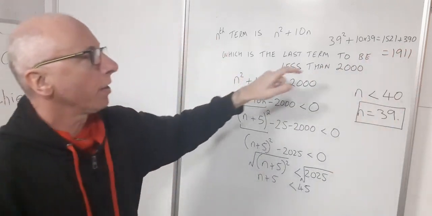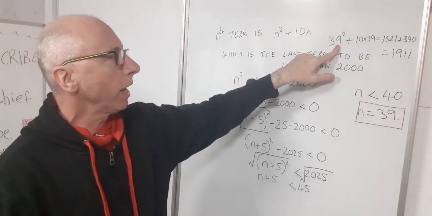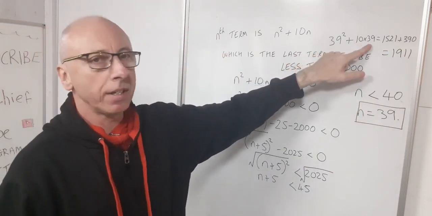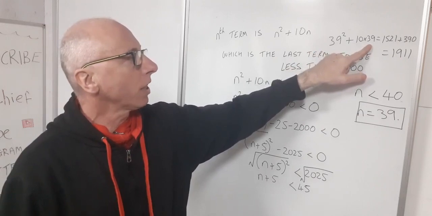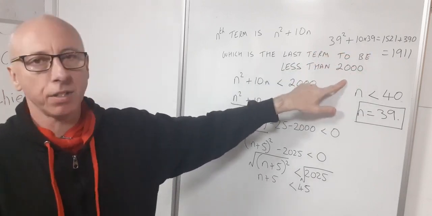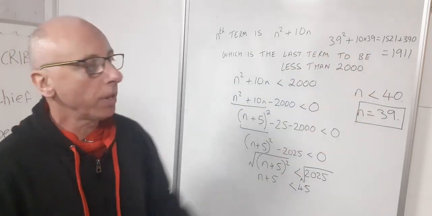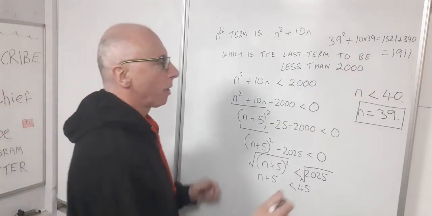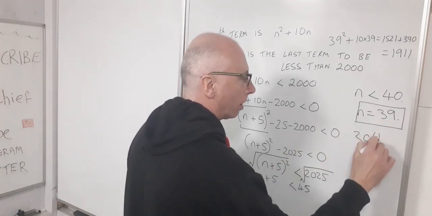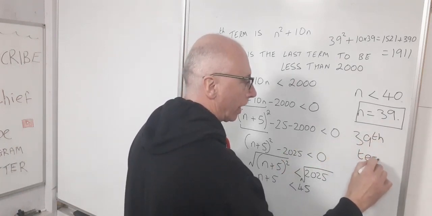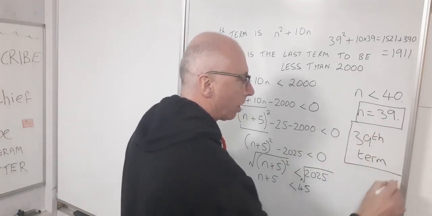Well, I know straight away 40 squared is 1600, and if I add onto that 400, 10 times 40, that's going to give me 2000, but I want less than 2000. So I know that is my check. So it's my 39th term. That is my answer.